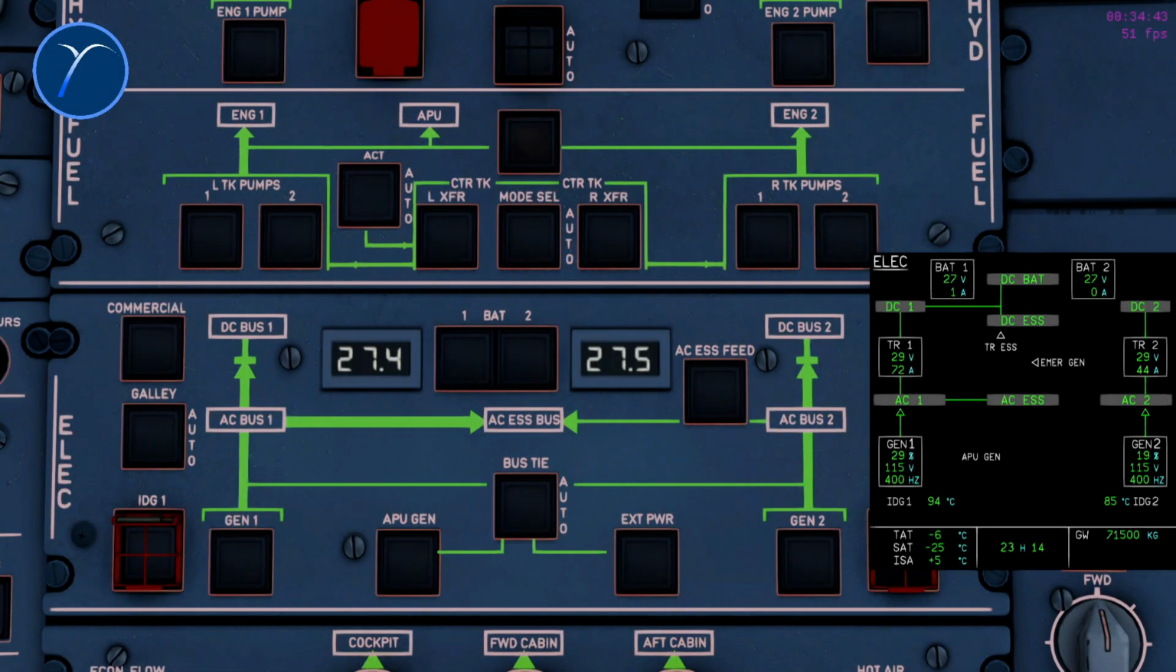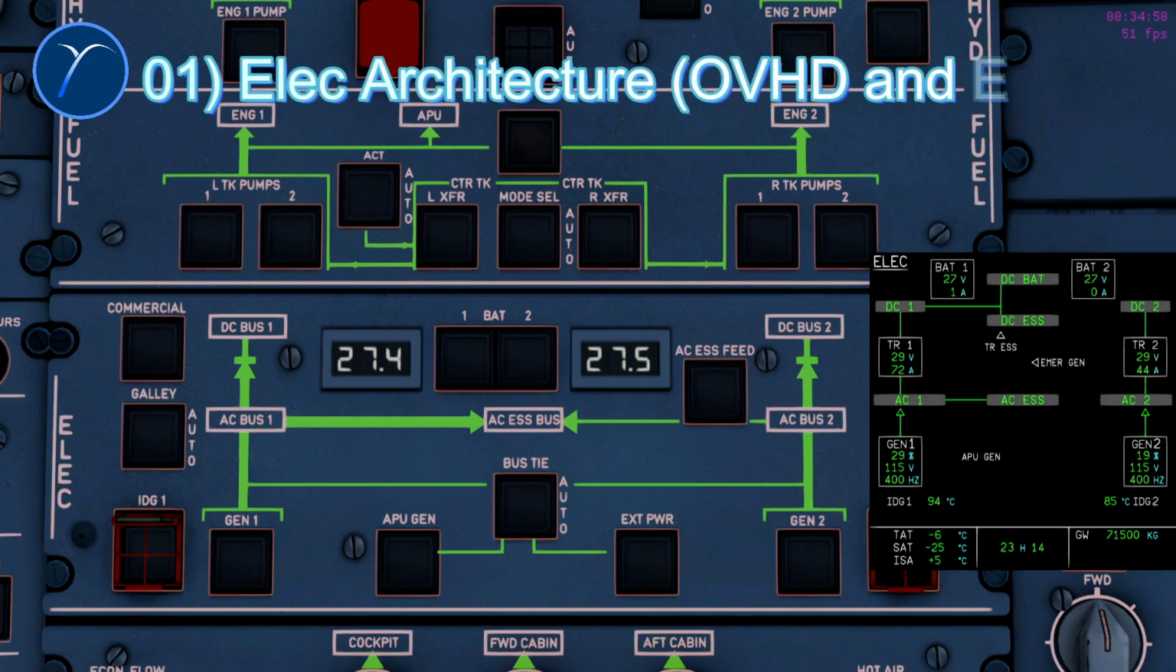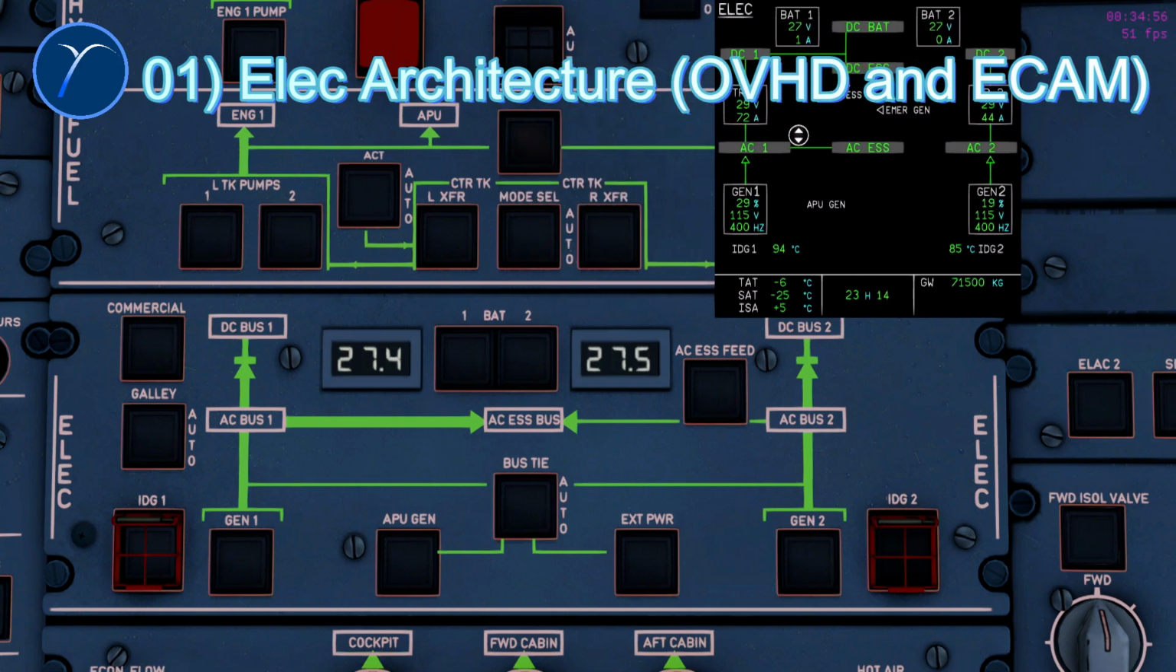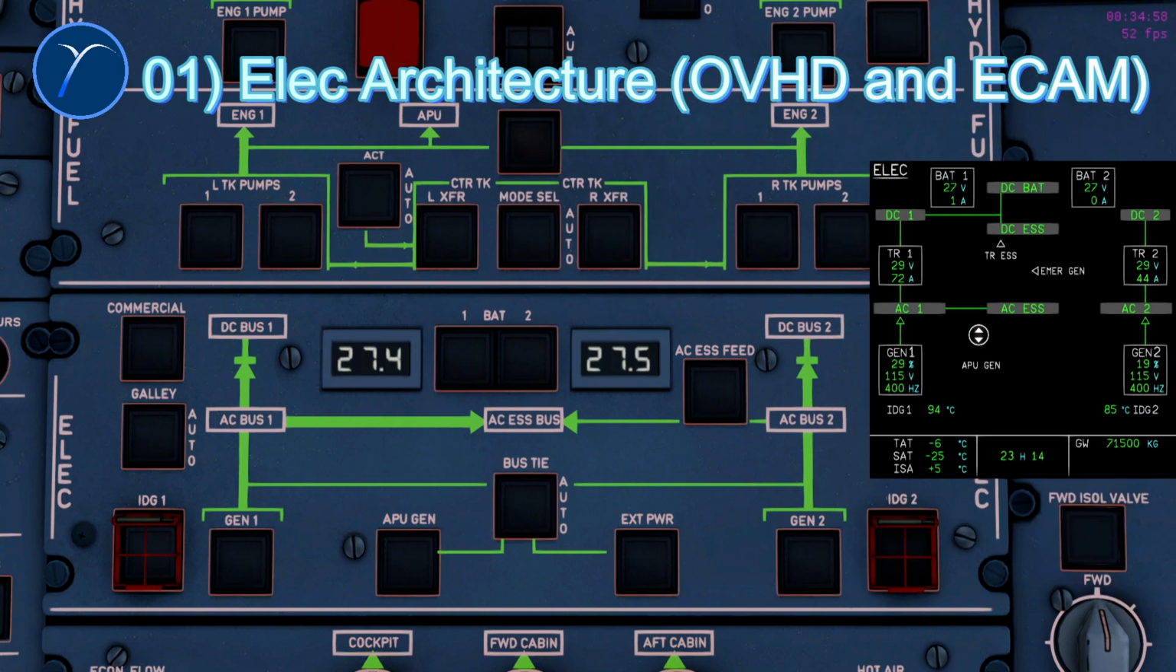Let's familiarize ourselves with the ECAM ELEC page, as well as the ELEC overhead panel. We're just going to touch lightly on the ECAM ELEC page. First of all, does this look maybe familiar to you, the ECAM ELEC page and the ELEC overhead panel? The ELEC overhead panel shows the basic architecture of a normal configuration. So we are in flight right now. We'll be discussing the ground configurations in just a moment, but here's the normal configuration.